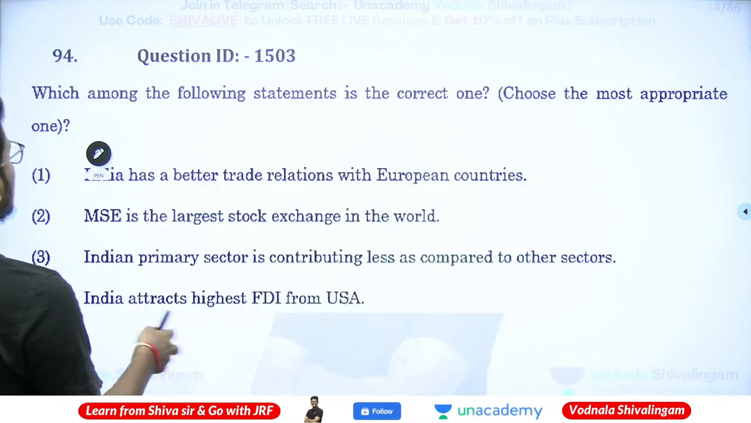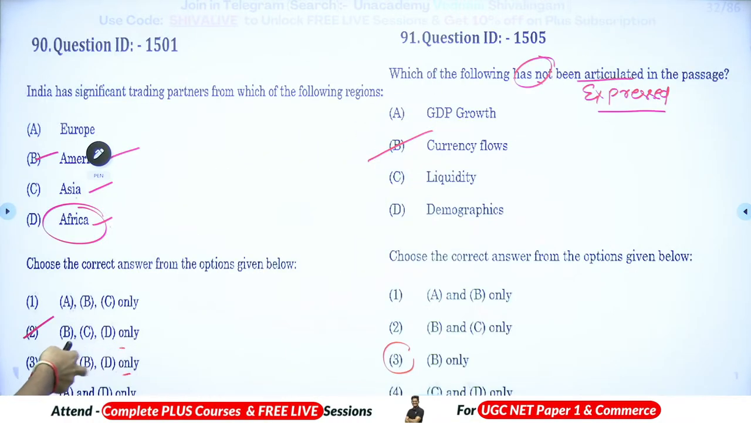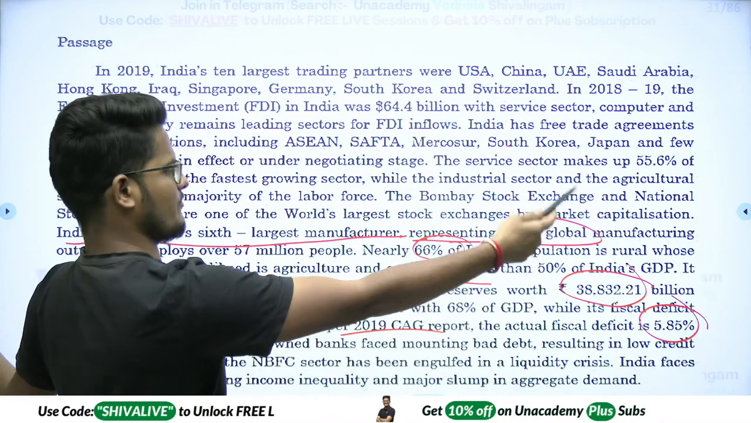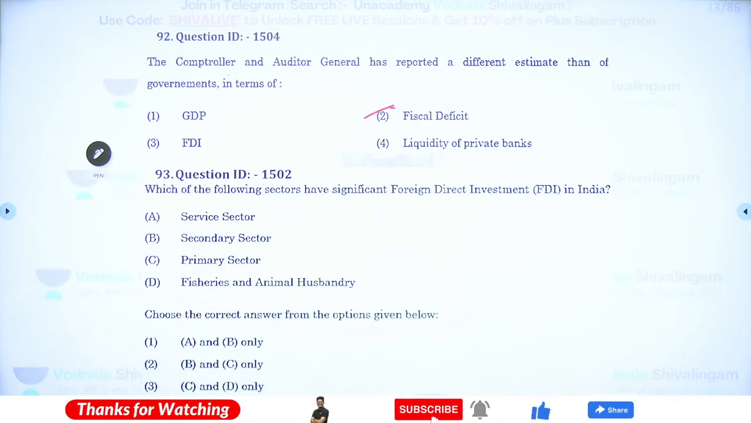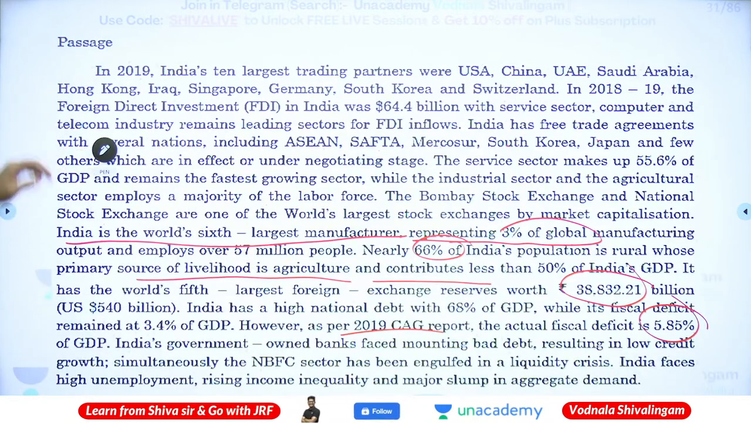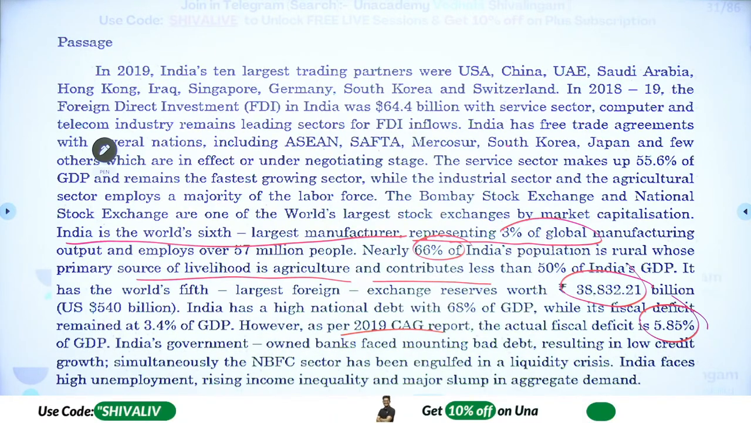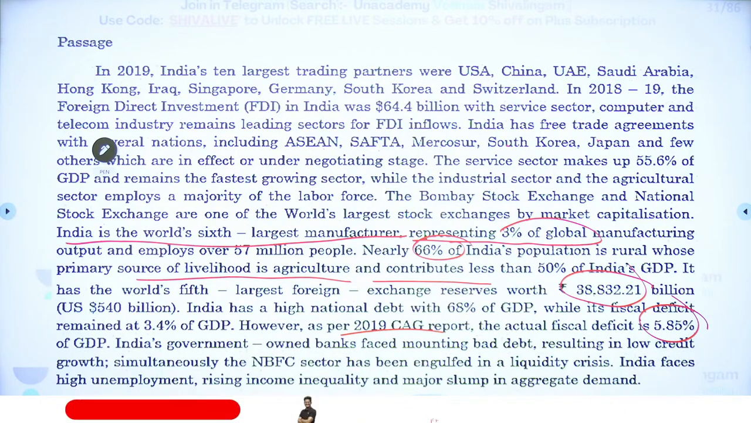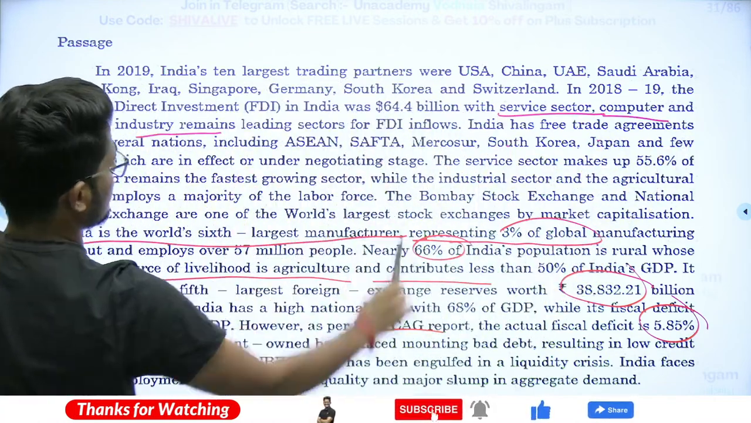The given answer for 92 is B, fiscal deficit. Because the Comptroller and Auditor General in the passage very clearly reported an actual fiscal deficit of 5.85% of GDP. Yes, they were talking about the fiscal deficit. Next, which of the following sectors have significant FDI in India? Service sector, secondary sector, primary sector, fisheries and animal husbandry. You can just look at which sectors have FDI. Leading sectors: the service sector, computer and telecom industry remain leading sectors in FDI.